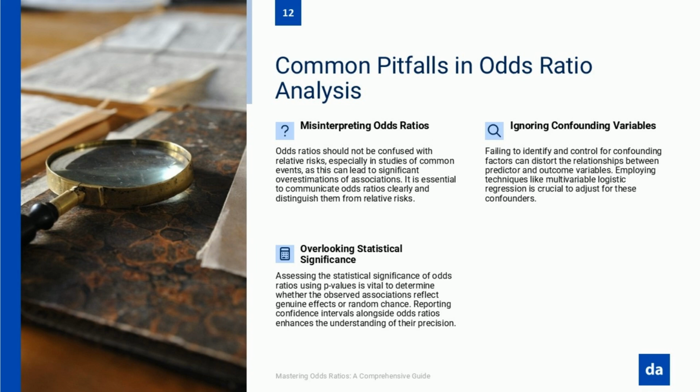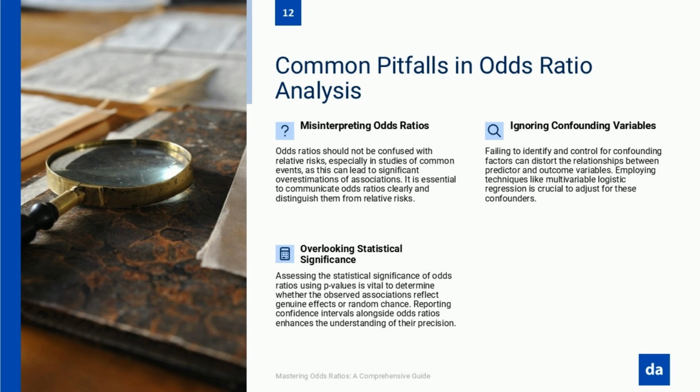Another major challenge in odds ratio analysis is the impact of confounding variables. These are factors that influence both the predictor and outcome variables, potentially creating spurious associations or masking true relationships. For example, in a study examining the link between coffee consumption and heart disease, age could be a confounding variable if older individuals are more likely to drink coffee and also have a higher risk of heart disease. Failing to account for such confounders can lead to inaccurate odds ratios and flawed conclusions.